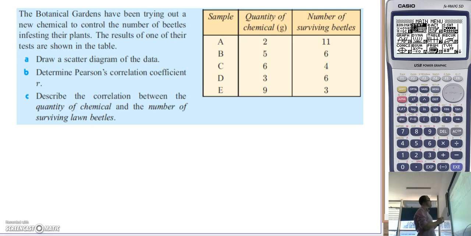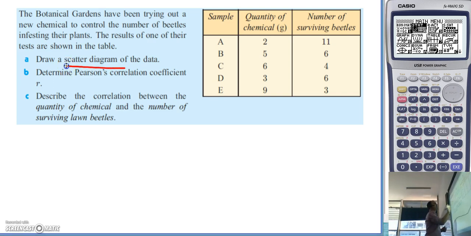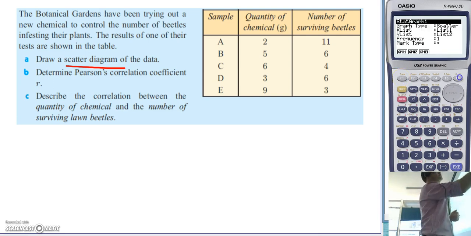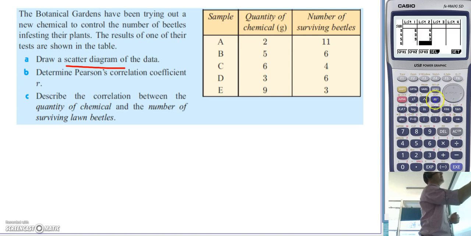Alright, we're going to have a look at a question. We're going to use our calculator. So the Botanical Gardens have been trying a new chemical to control beetles. So first one, draw a scatter diagram of the data. I'm going to come over to my calculator. I'm going into statistics. I've already got my data in there, but I need to go to graph. I'm going to check my settings, and I can see that it is a scatter plot already. So I'm going to exit out of there and click graph 1.